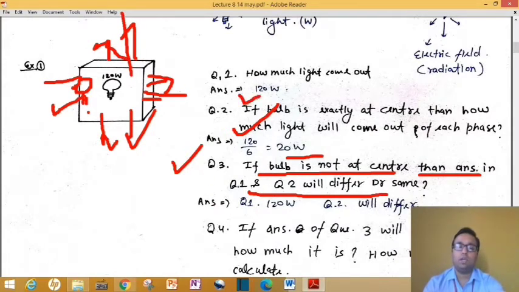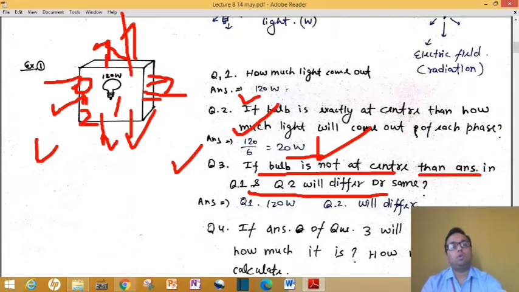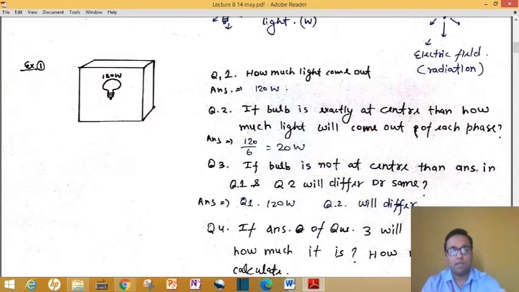That means 120 watt. But if I ask you that your bulb is placed at position 2 instead of position 1, then how much light will come out of each face? Then your answer will not be 20 watt. Got my point? This is the catch, this is the point. You have to understand this. And your answer will differ.